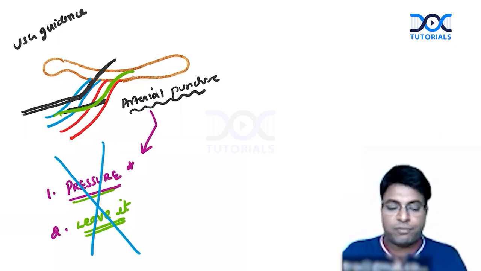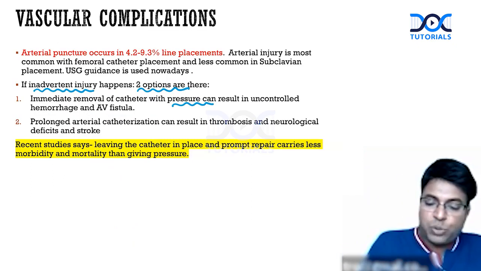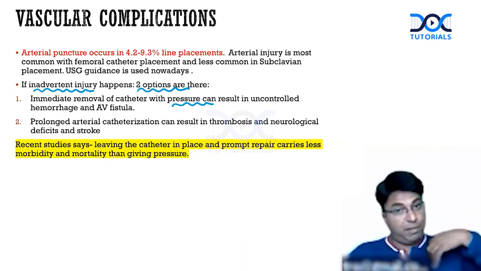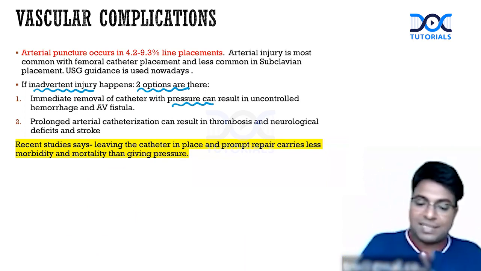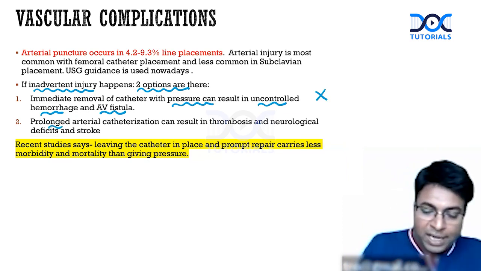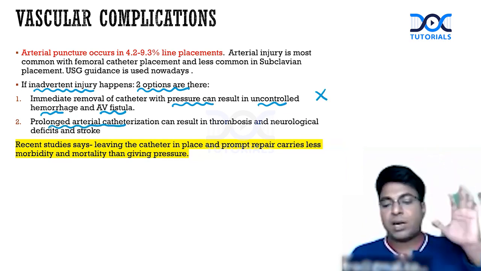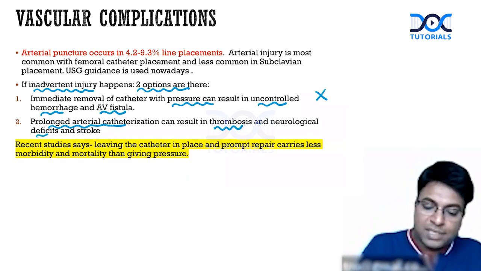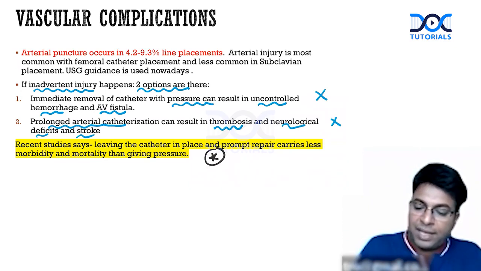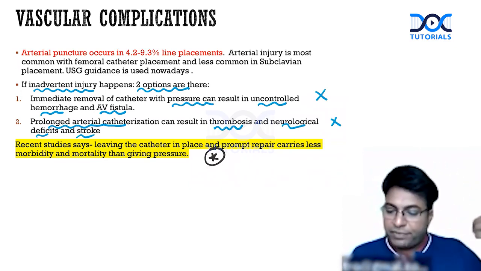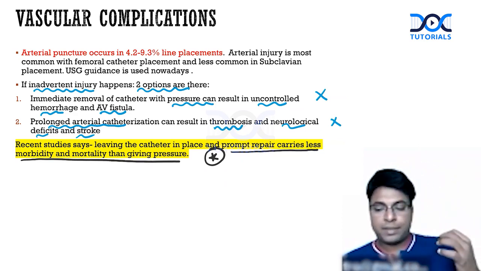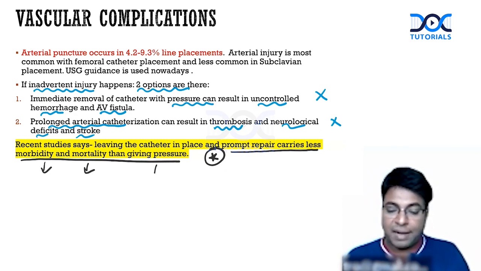There is an excellent line from this journal. If inadvertent injury happens, two options are there. Immediate removal of the catheter with pressure can result in AV fistula and uncontrolled hemorrhage, so it is not advised. Prolonged arterial catheterization, leaving it there and not removing it, can result in thrombosis, neurological deficits and stroke. Then what should I do, sir? What is the latest? Recent studies say leaving the catheter in place and shifting the patient to the operation theater for prompt repair there gives less morbidity and mortality than giving pressure.